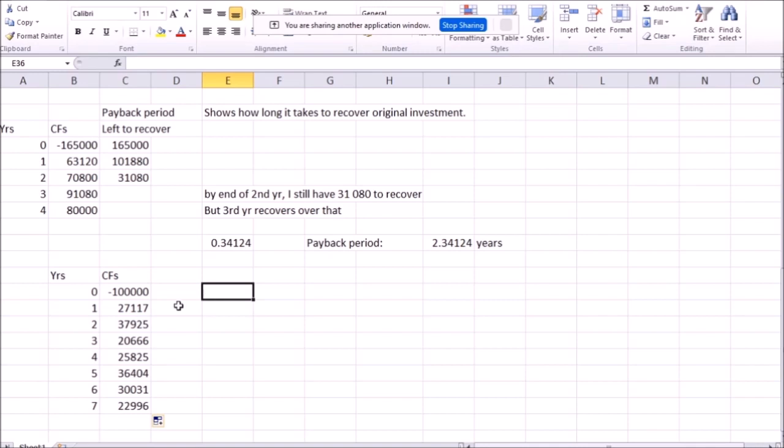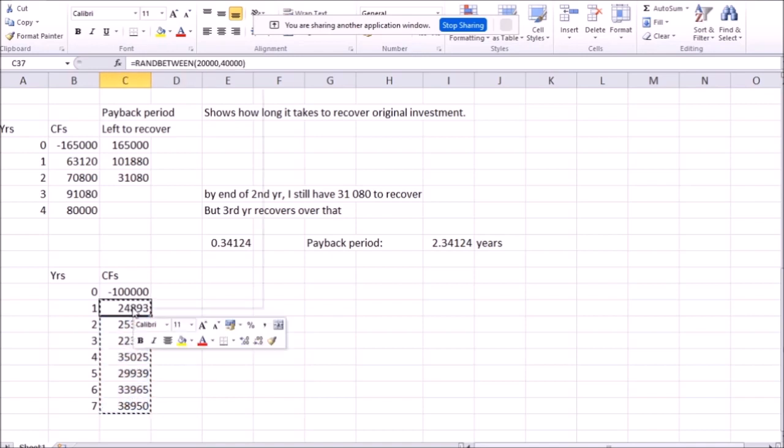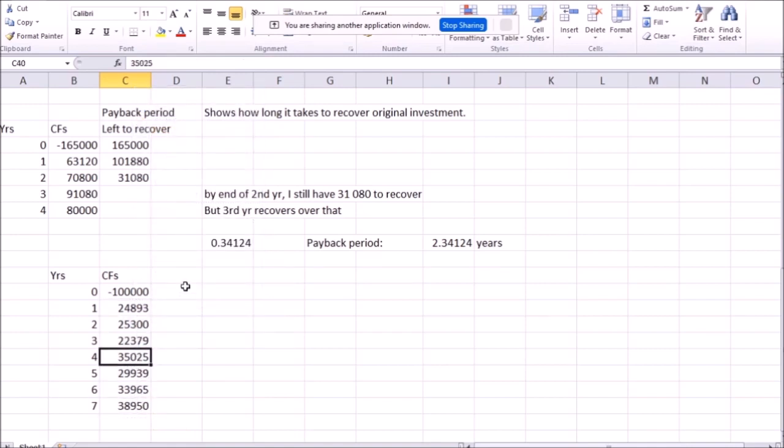Bam, there it is. Okay, let's Control C, Control V, so it's not a formula anymore. Oh, it's still a formula. Control C, right click as numbers. Now these are numbers, not a formula.